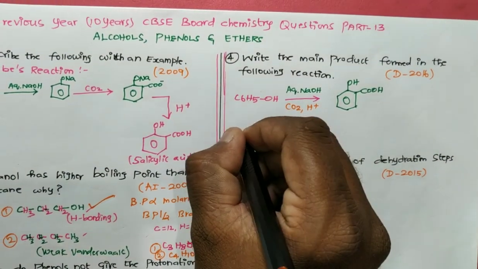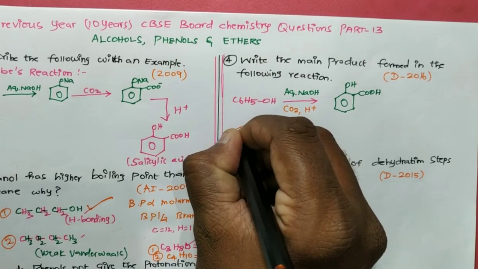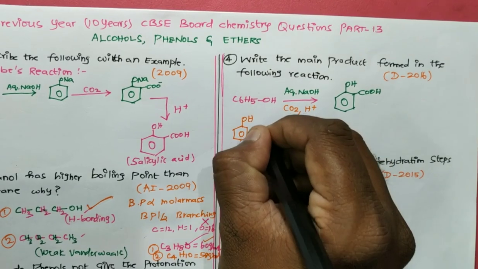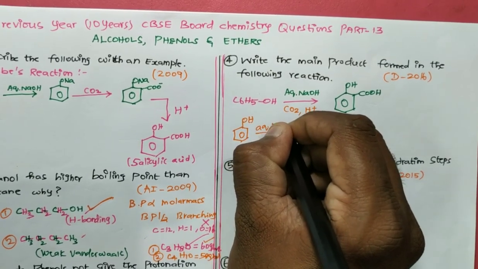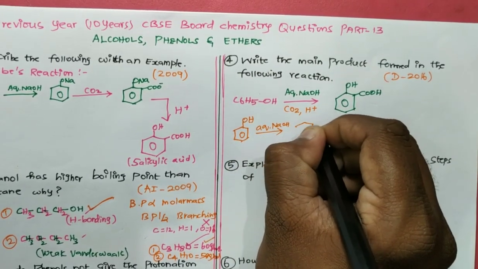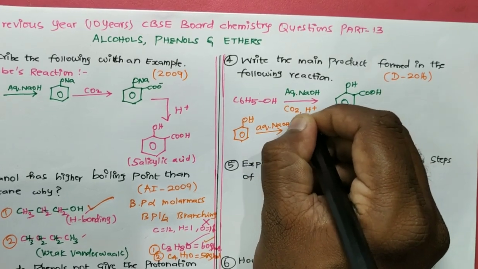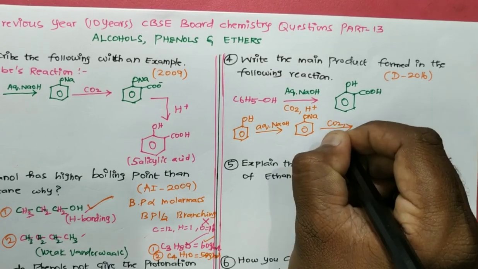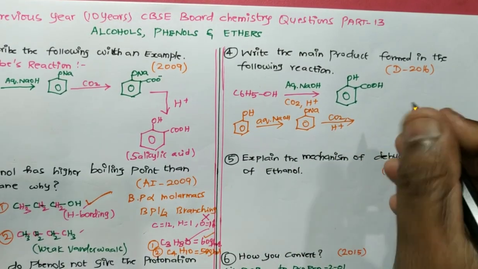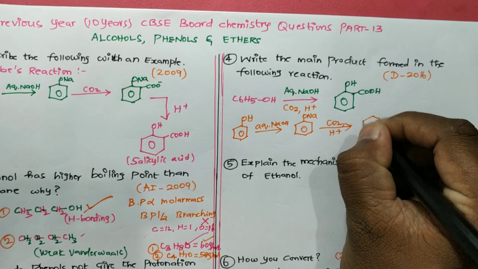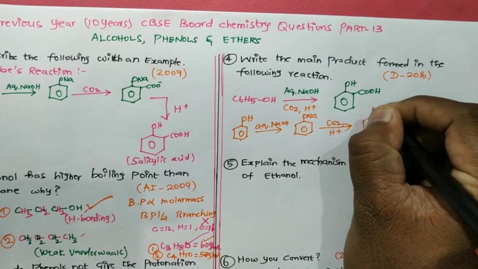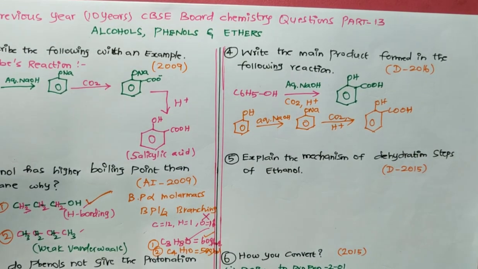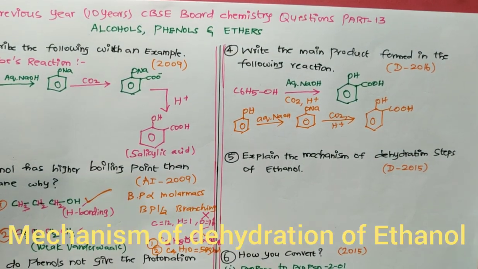Suppose I am taking phenol, this is the structure of phenol. In aqueous KOH or NaOH, I will be getting sodium phenoxide, ONa. If it reacts with CO2 followed by H plus acidification, I will be getting a product like this. This is my ultimate product, OH and COOH. This is nothing but salicylic acid. Are you able to understand, students?